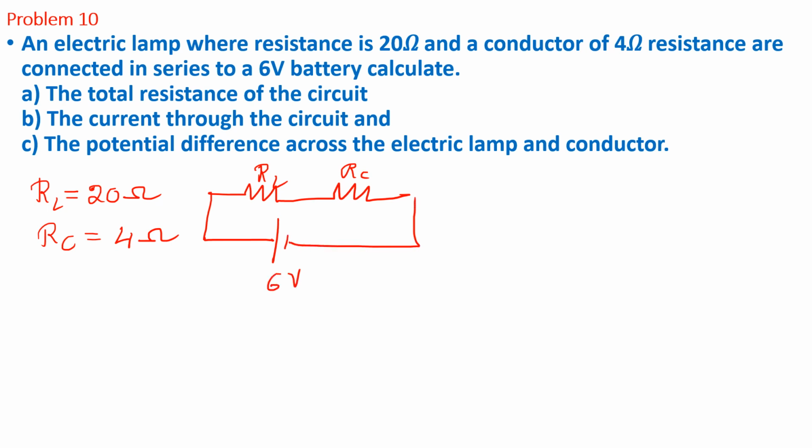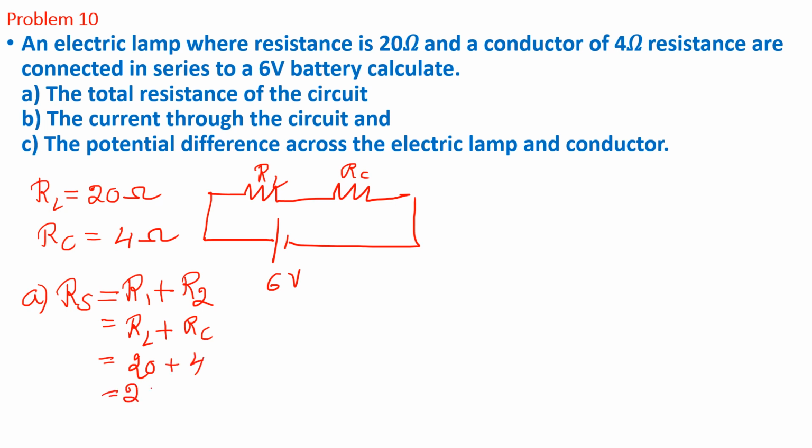Then the first sub question they are asking is the total resistance of the circuit. How to find out the total resistance of the circuit? Total resistance in a series combination RS is equal to R1 plus R2. We already have that formula. R1 is nothing but RL plus R2 is nothing but RC. RL is 20 ohm, 20 plus RC is 4, which is equal to 24 ohms of resistance. That is the answer for the first sub question.